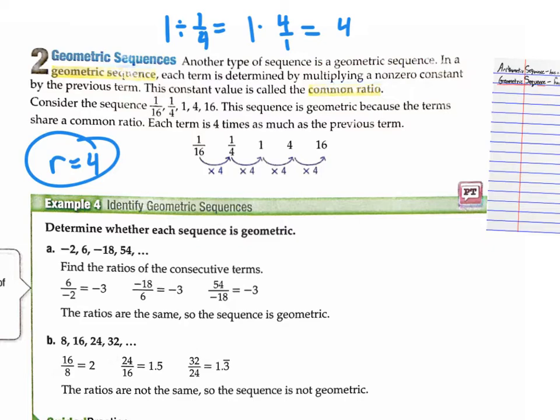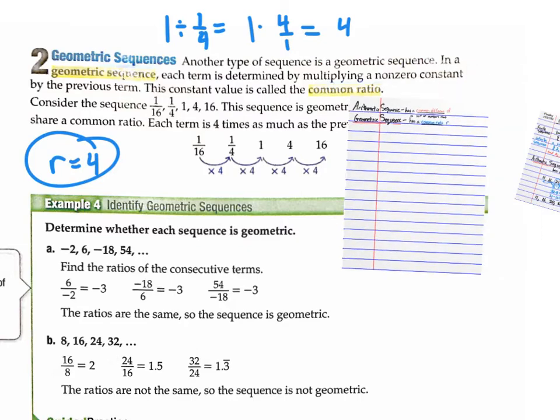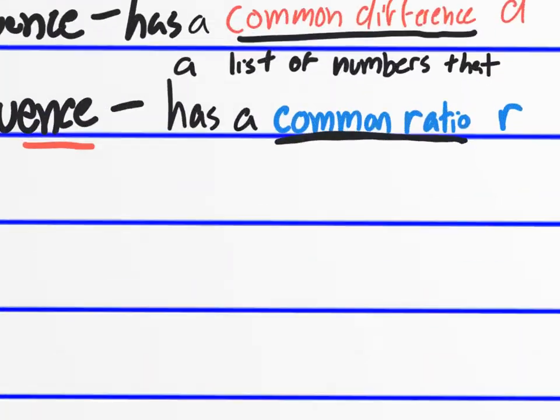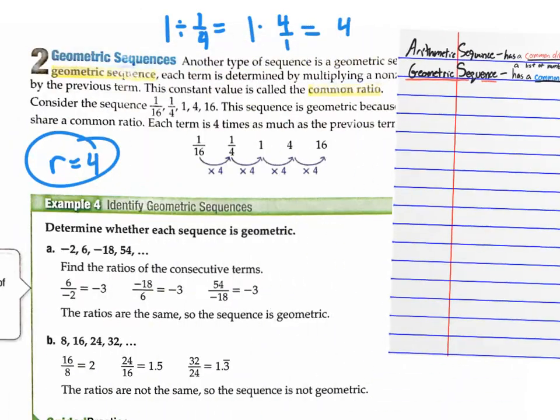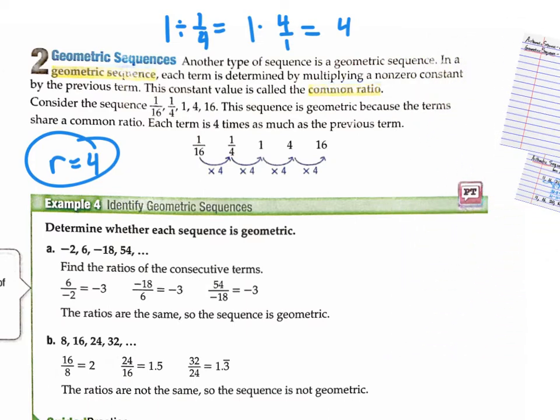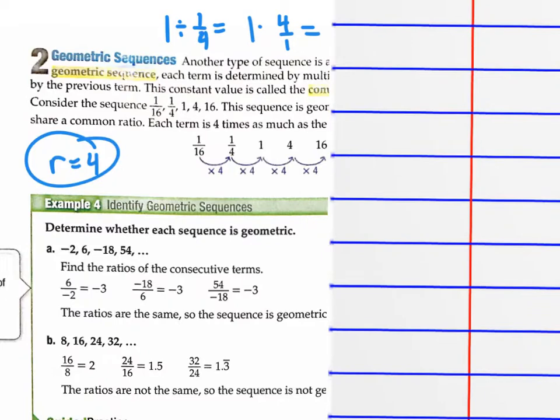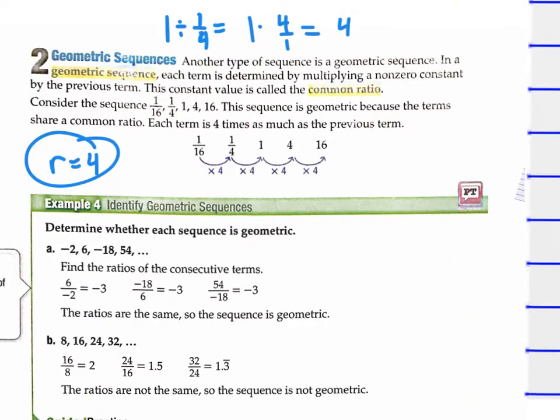So now that we know that an arithmetic sequence has a common difference and a geometric sequence has a common ratio R, now we'll be able to distinguish which one is which. So right here they're telling us, determine whether the sequence is geometric, all right? So is this geometric? Let me just look at the definition over here. A geometric sequence has a common ratio R. If it has a common ratio, then it will be geometric.